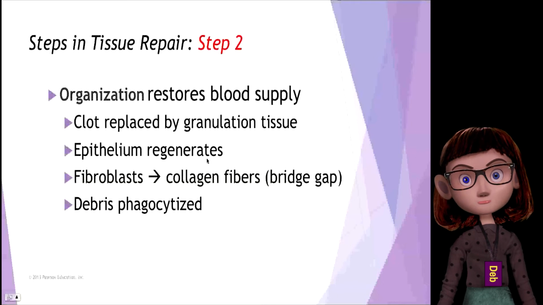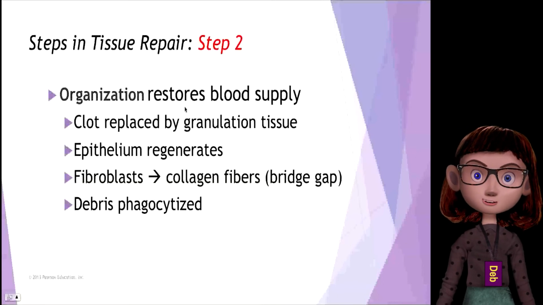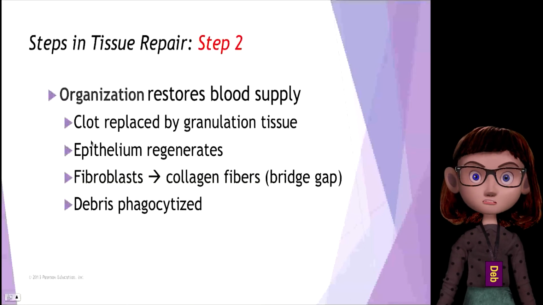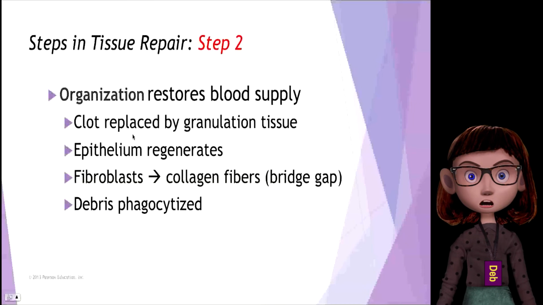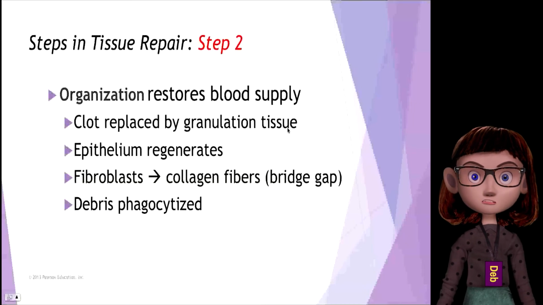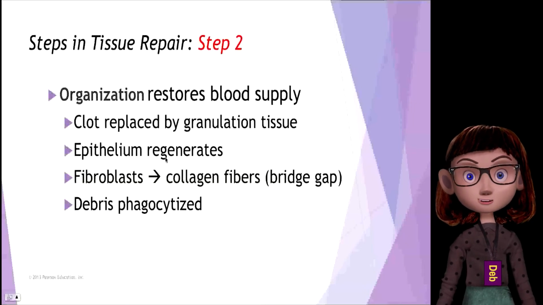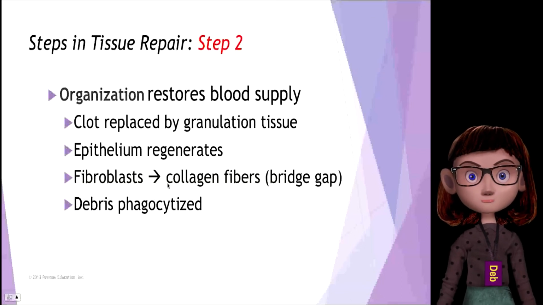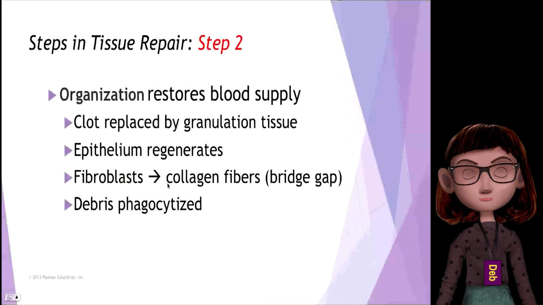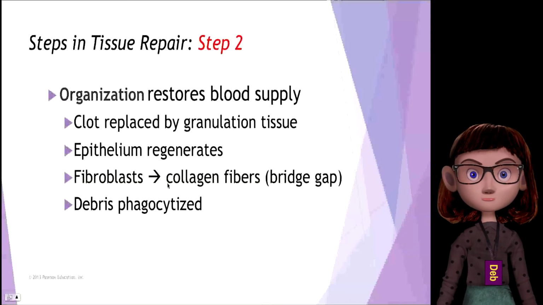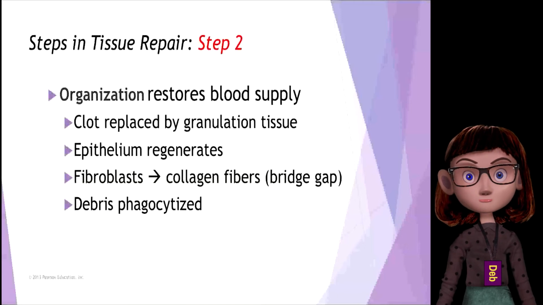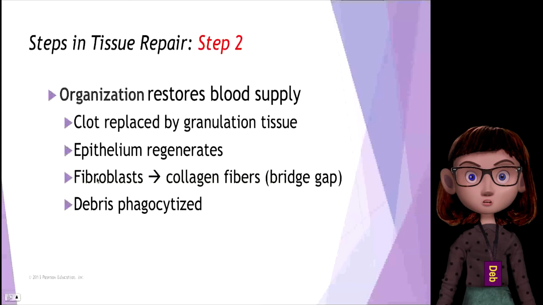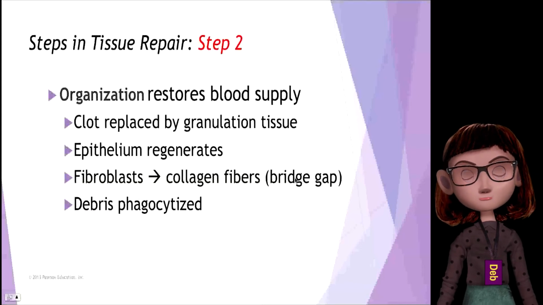Step 2. This is called organization. Organization restores the blood supply. The clot that had been formed with that initial step is going to be replaced by what we call granulation tissue. The epithelium will regenerate. Fibroblasts here, which are in the connective tissue in that area, such as the dermis, for example, if it's a cut on your skin. The collagen fibers here will be produced by these fibroblasts to bridge the gap.